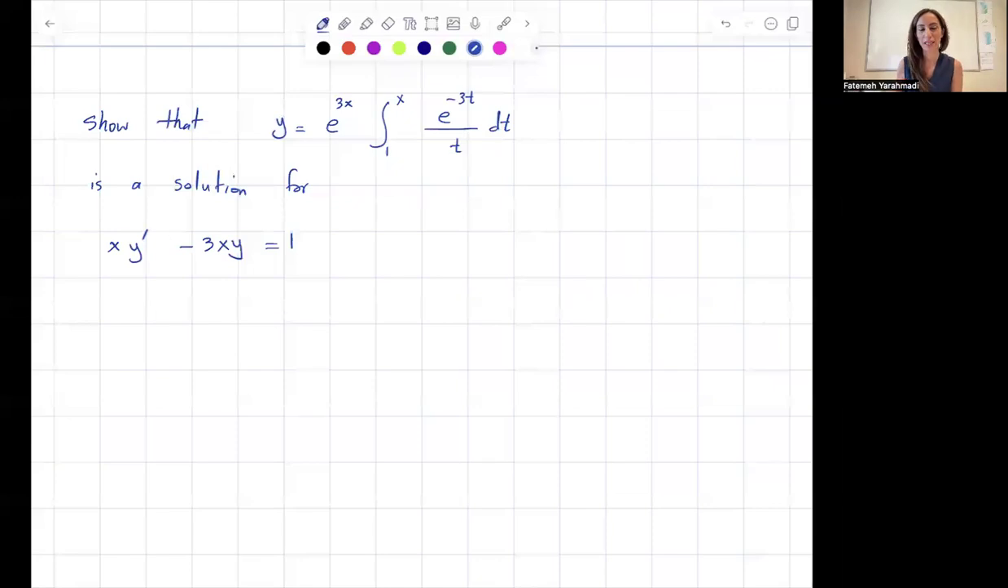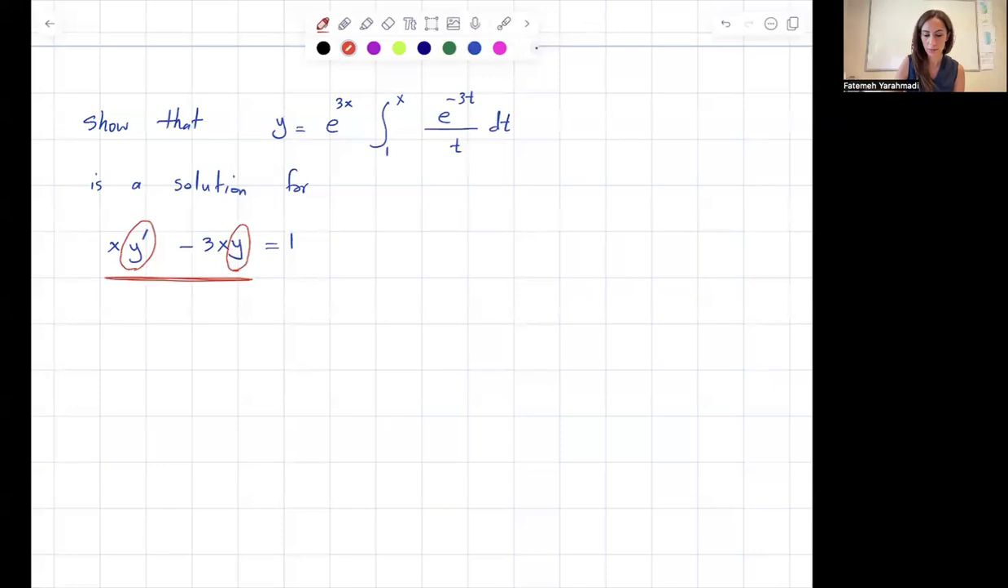Our goal is to show that the function y, which is e to the power 3x times the integral of e to the power negative 3t divided by t dt, is indeed a solution for the first order differential equation xy' minus 3xy equal to 1. What are you going to do? You're going to plug in y, and then take the derivative of y, plug that in here, and show that when you do the subtraction on the left-hand side, the result is equal to 1.